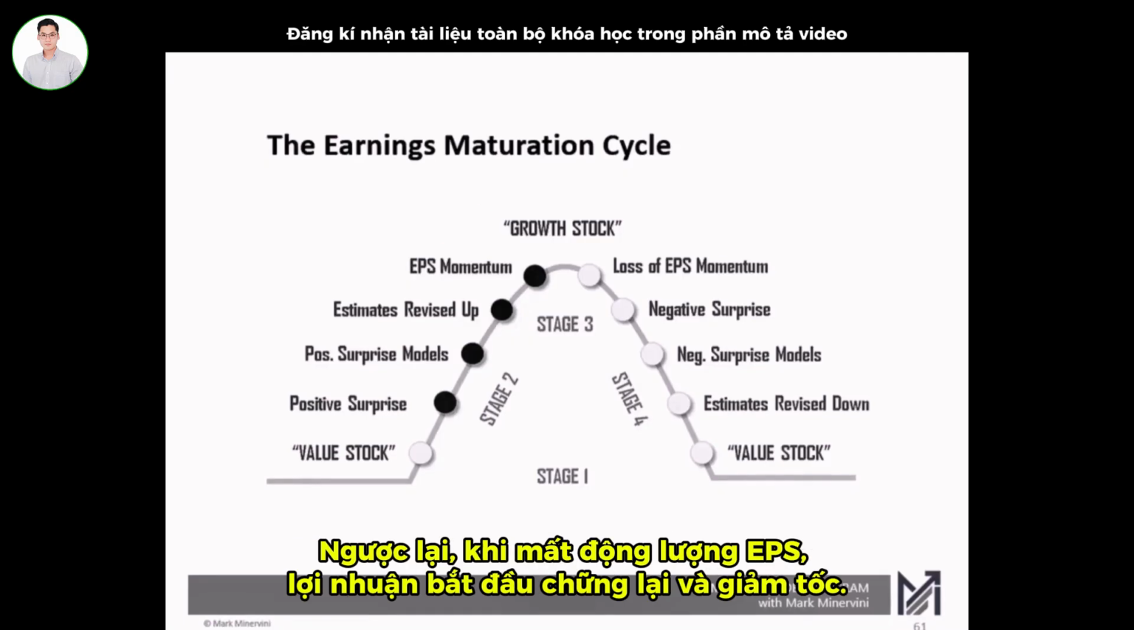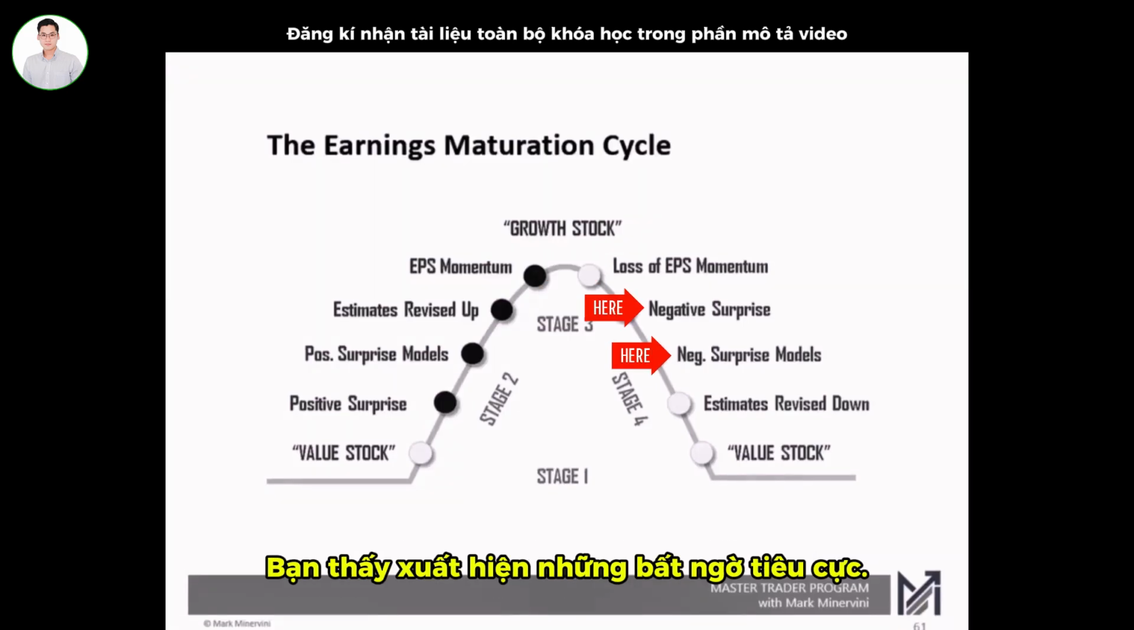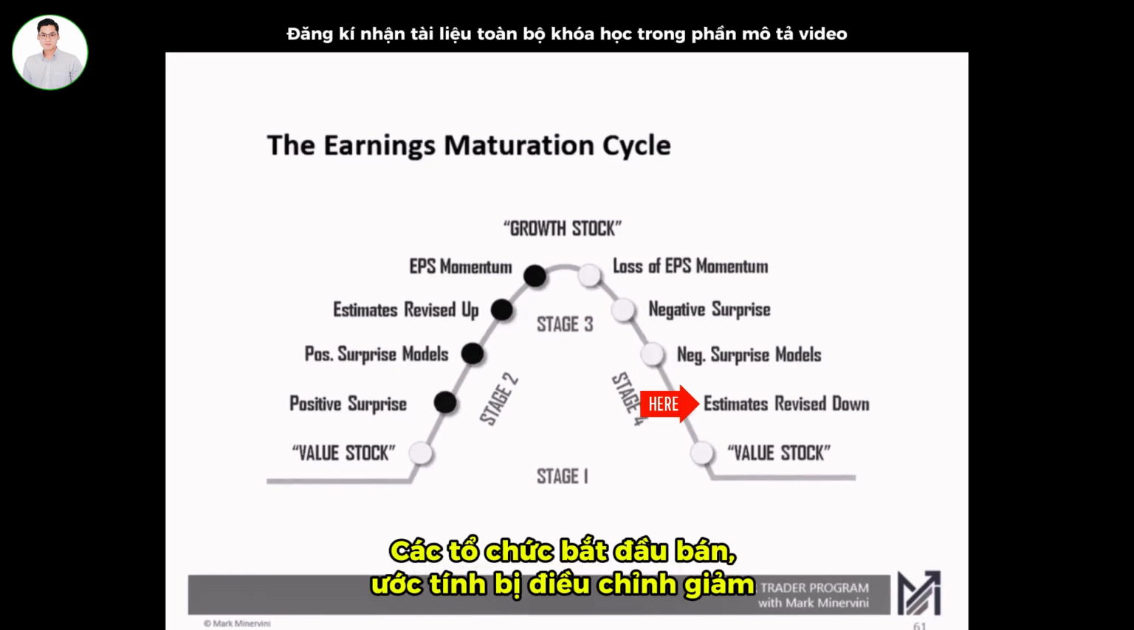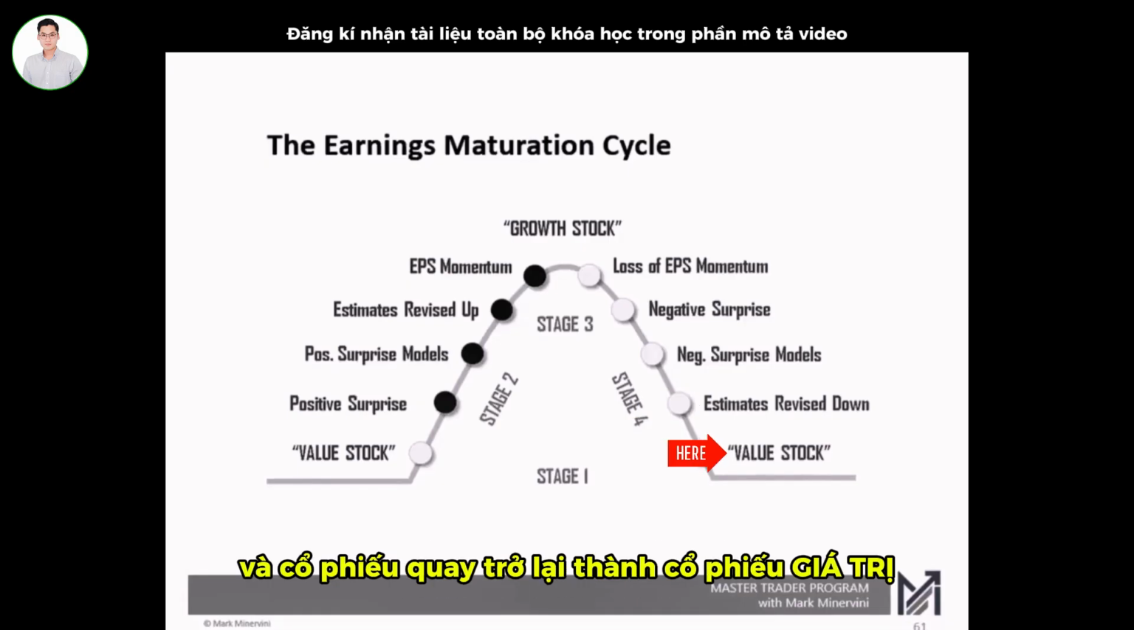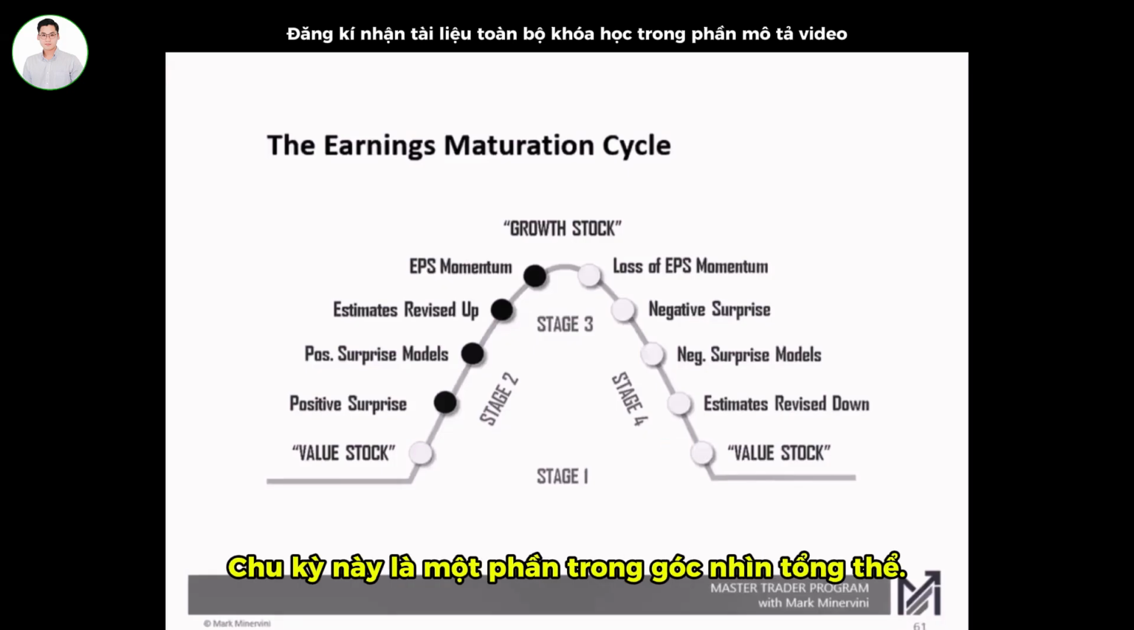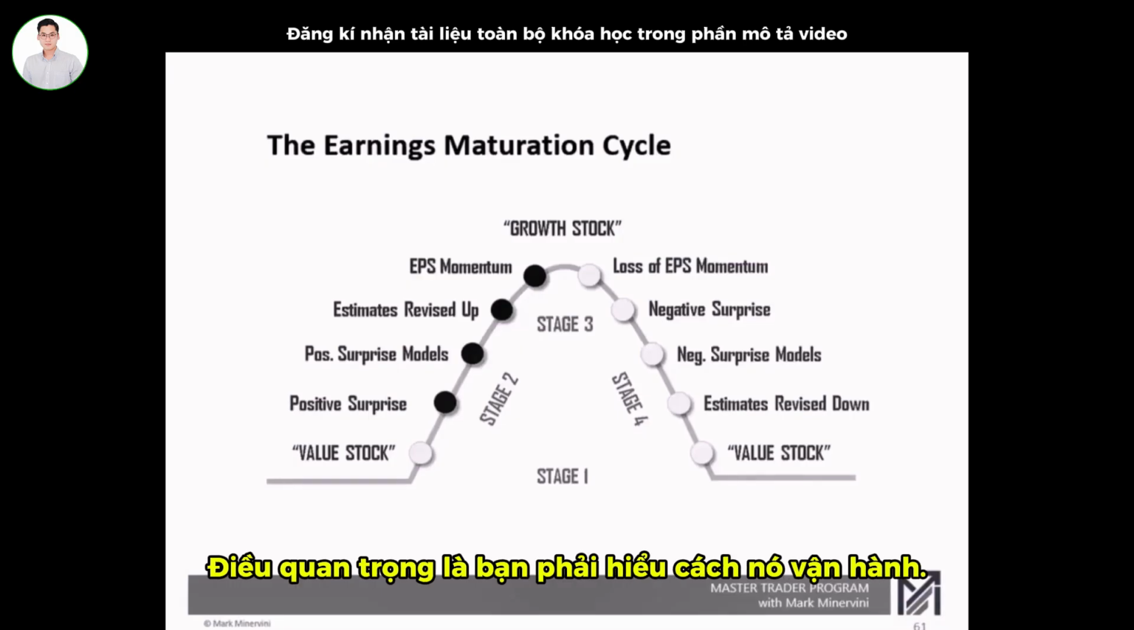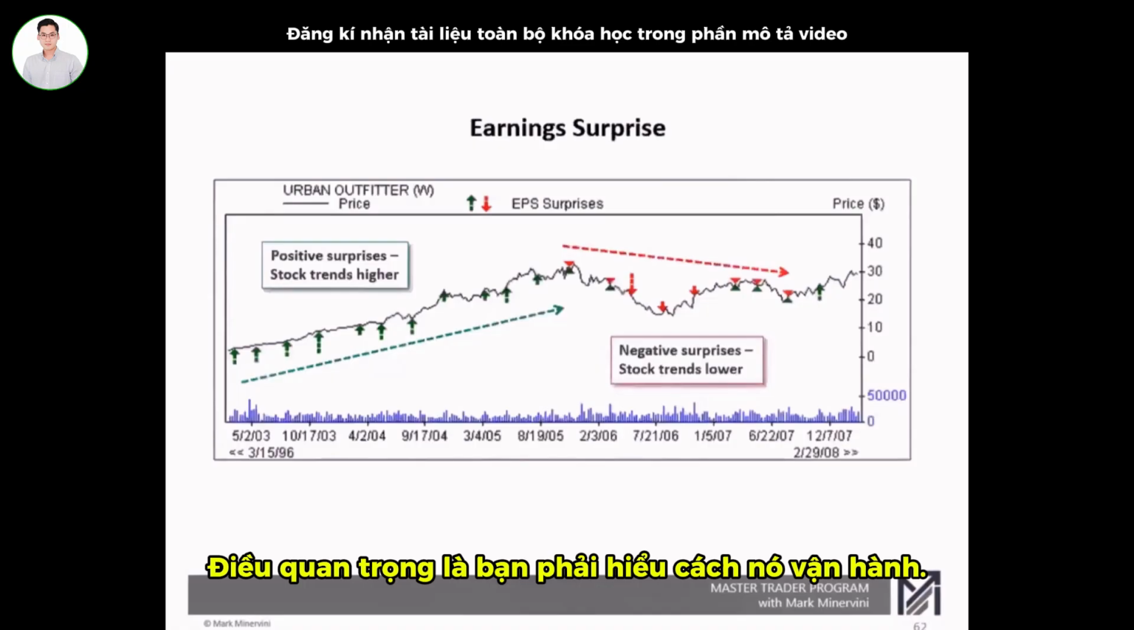Now, on the flip side, the exact opposite happens. You get a loss of EPS momentum. It starts to stall. You start seeing deceleration in the earnings. You get a negative surprise. Negative models pick it up, and now the stock is sold off. Institutions start dumping the stock. Estimates are revised down, and now you're right back to a value stock again. And you're selling the stock, and now the value people might be entertaining buying the stock at this point. So this maturation cycle is also part of an overall perspective, but it's really important that you understand how this works. And Mark, go ahead.